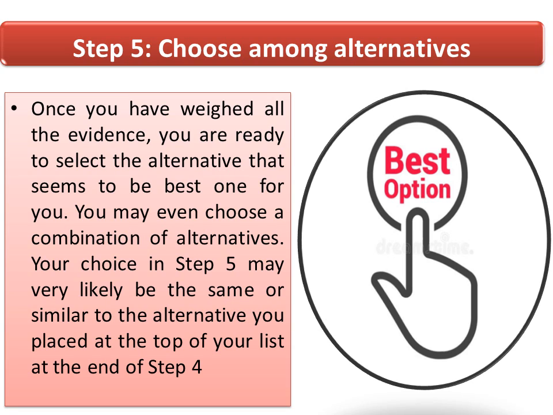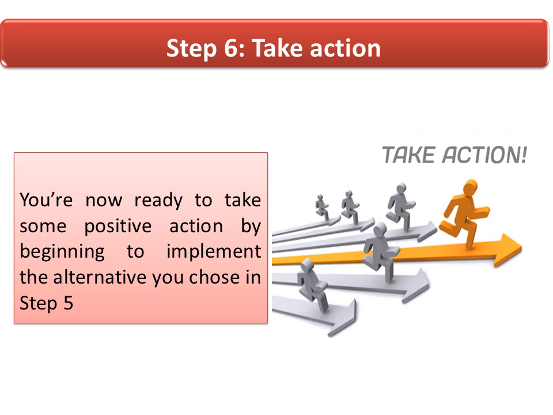Step 5, choose among alternatives. Once you have weighed all the evidence, you are ready to select the alternative that seems to be the best one for you. You may even choose a combination of alternatives. Your choice in step 5 may very likely be the same or similar to the alternative you placed at the top of your list at the end of step 4. Step 6, take action. You are now ready to take some positive action by beginning to implement the alternative you chose in step 5.